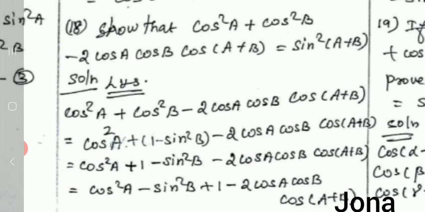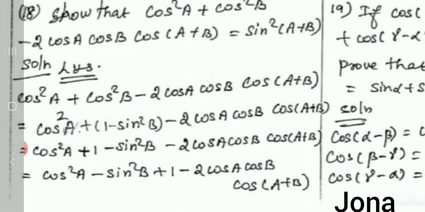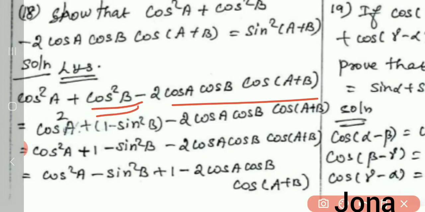Show that cos square a plus cos square b minus 2 cos a cos b cos of a plus b equal to sin square of a plus b. First I want to take the left hand side of this. That left hand side is nothing but cos square a plus cos square b minus 2 cos a cos b into cos of a plus b. Here this cos square b can be written in terms of sin, that is 1 minus sin square b.